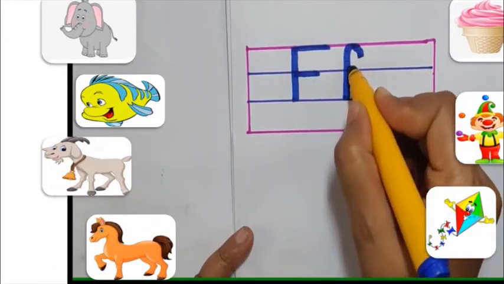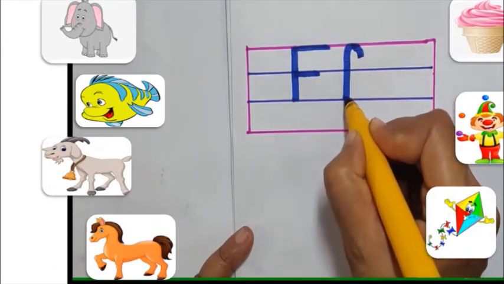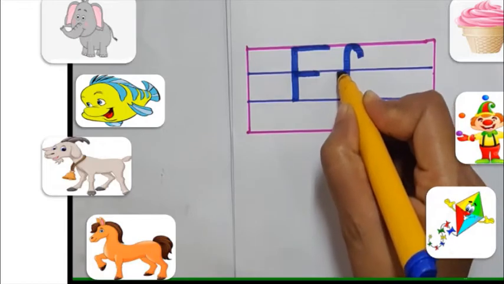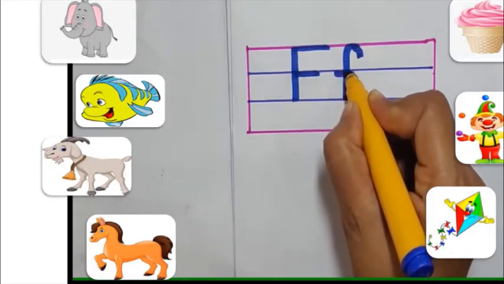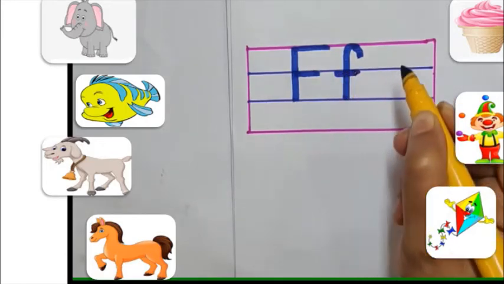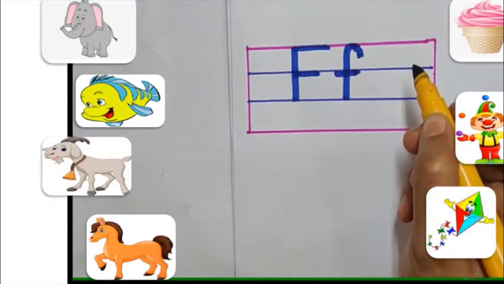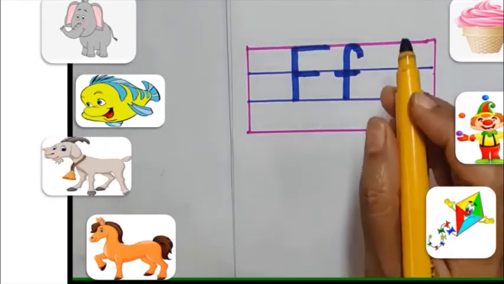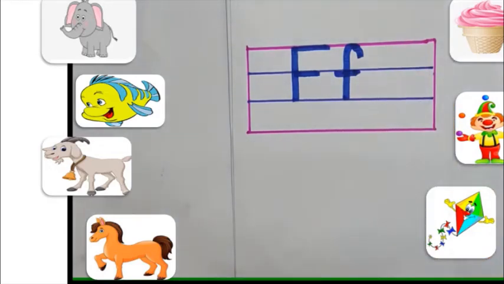A curve and a standing line towards the bottom line. Then a small sleeping line from the center of the line. So that is small f. Isn't it easy? So children, what sound does F make? Correct. F. Fish.